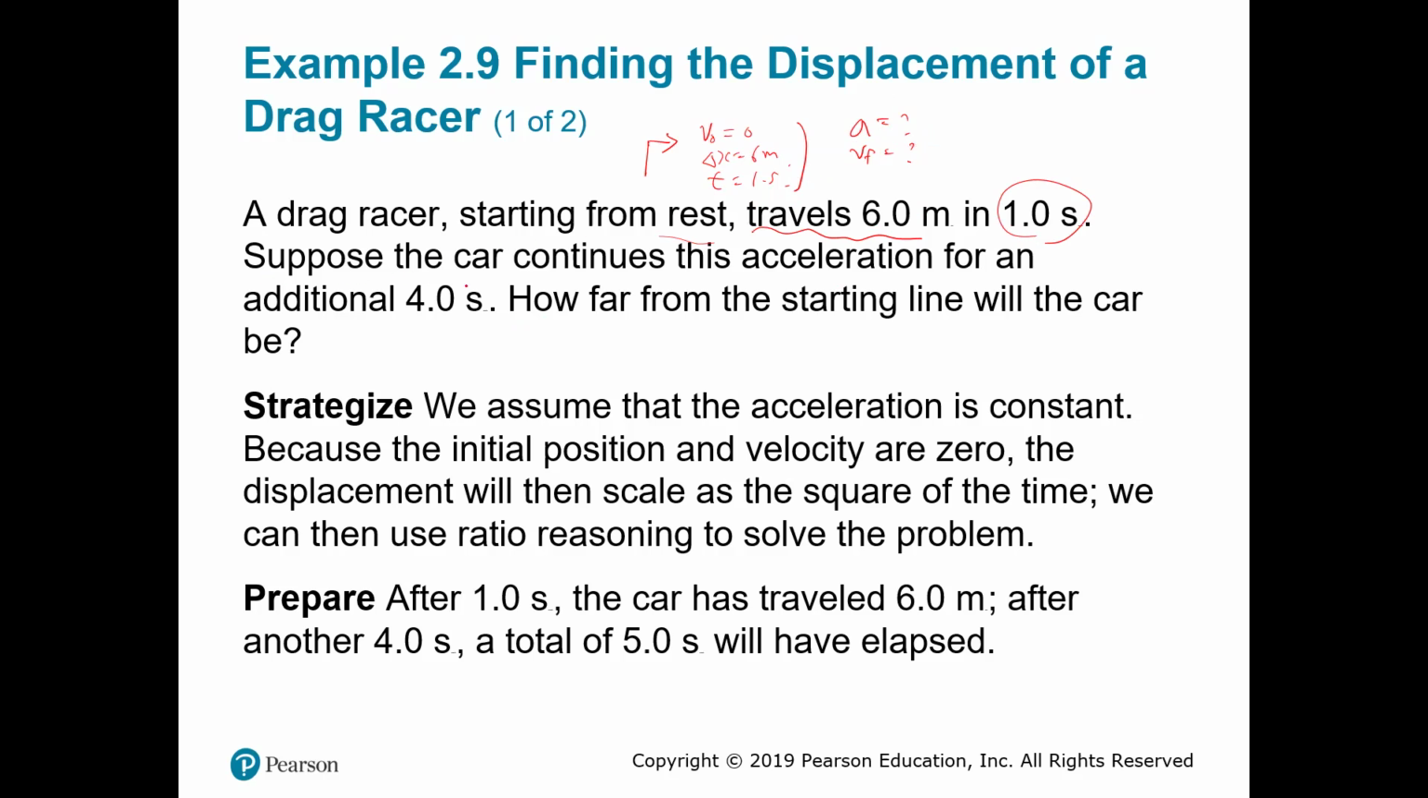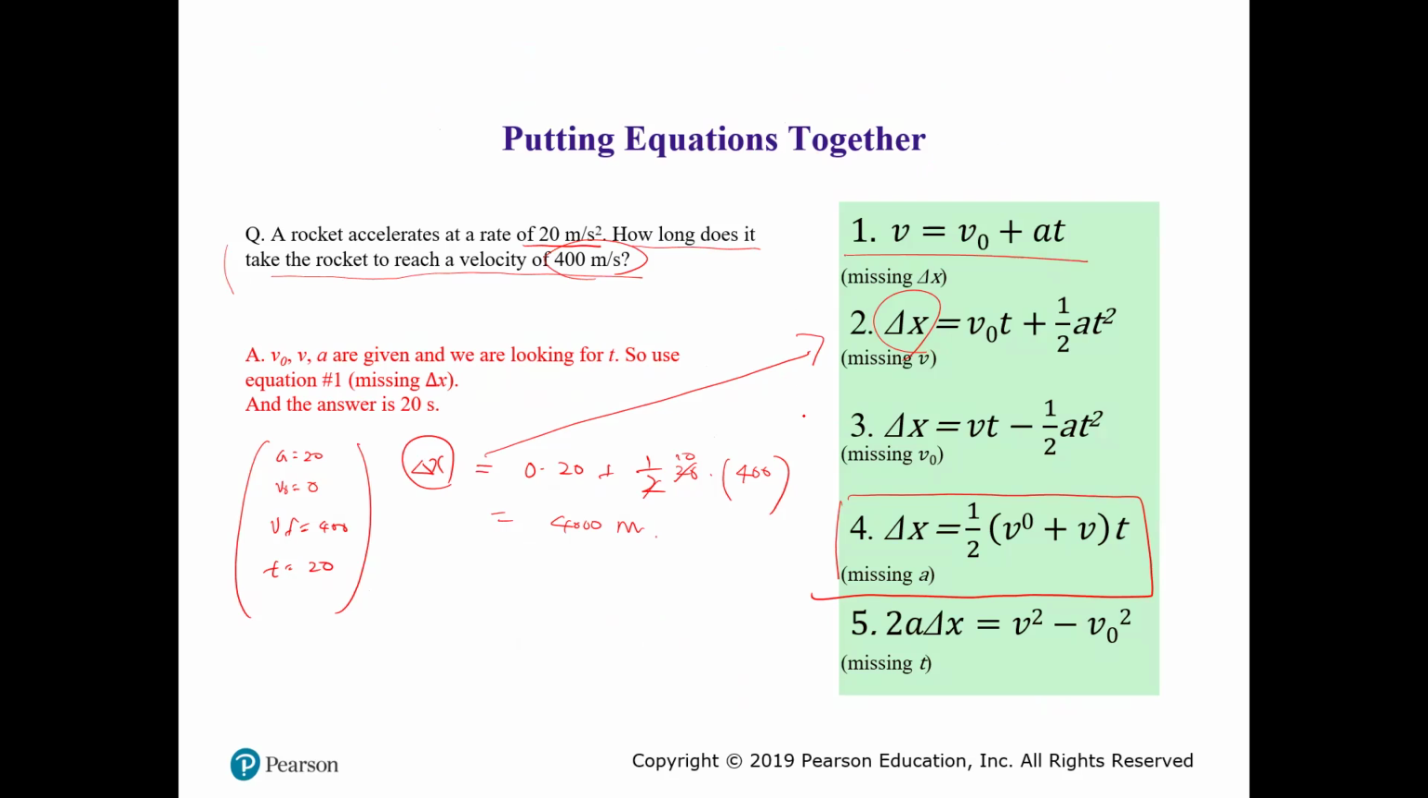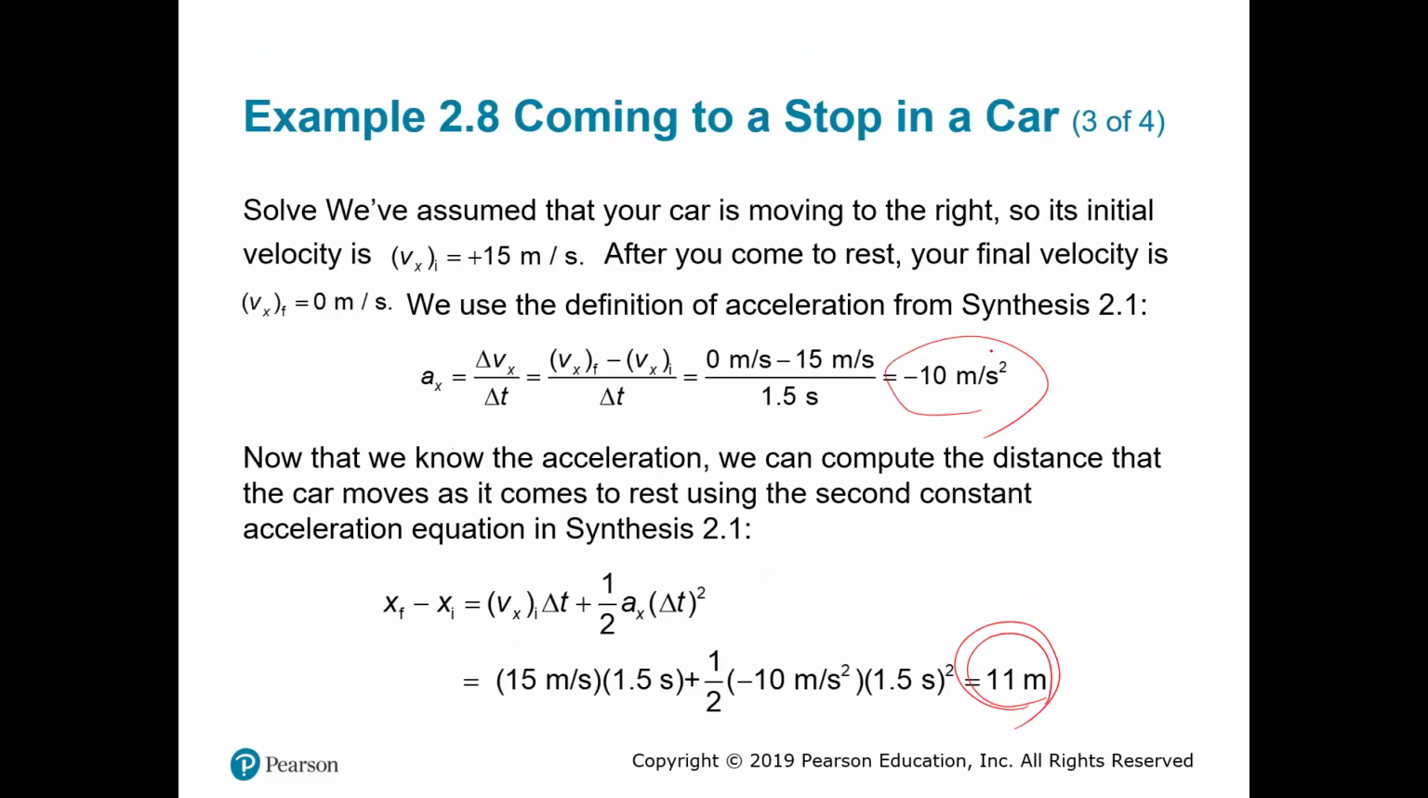And then suppose the car continues this acceleration for an additional 4 seconds. Basically this question consists of two motions, right? If we find a for the first motion, we can use that acceleration for the second motion as well, right? So let's find what is the acceleration. You have to use the equation that doesn't have v final. Which equation doesn't have v final? Equation number 2, right? We don't see v final there.